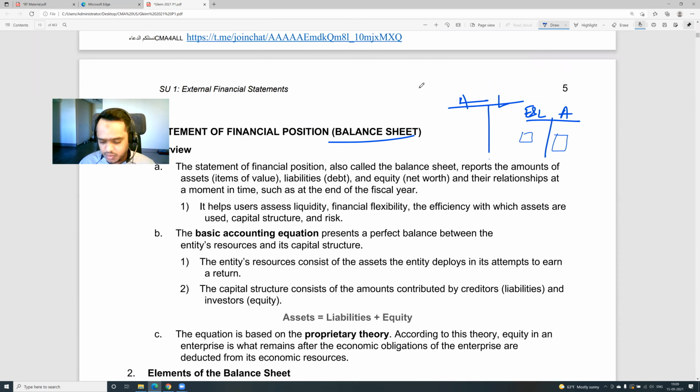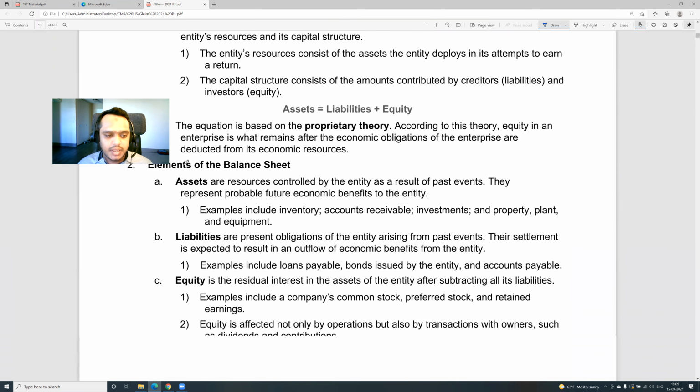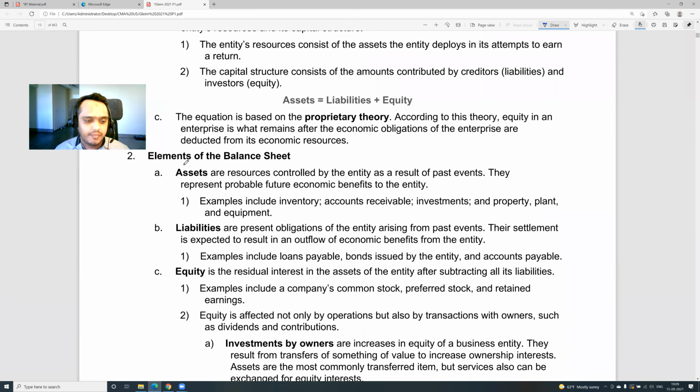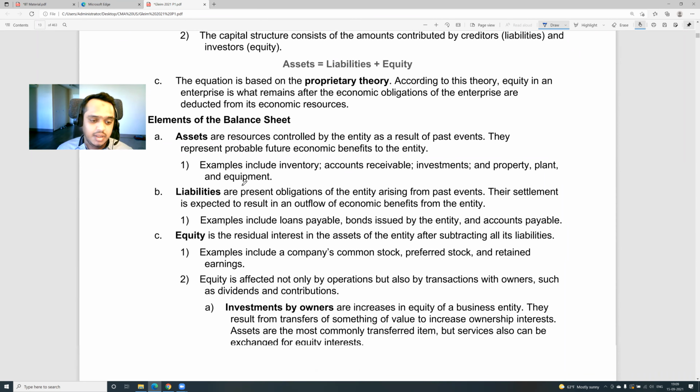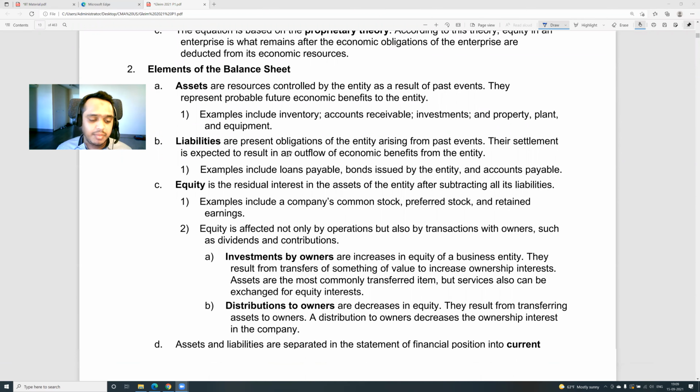If I move forward, what comes under the assets side of the balance sheet? Resources controlled by the entity as a result of past events; they represent probable future economic benefits, termed as assets. Liabilities are present obligations of the entity arising from past events, which you are obliged to pay, whether it is accounts payable, creditors, or others. That is how you need to make a payment.